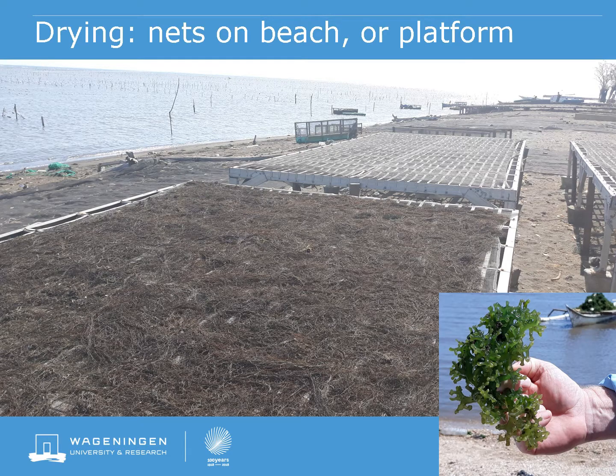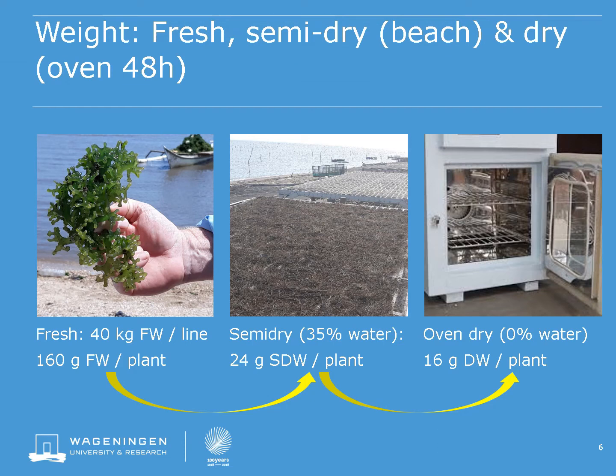We estimate that the water content is 90% fresh out of sea, 35% after drying on the beach. We call this semi-dry because it has 35% water. In this example, you can see a fresh weight of 160 grams per plant corresponds with a semi-dry weight of 24 grams and an oven-dry weight of 16 grams. Clearly, the moisture content has a big impact on what we measure. It is important to be clear what weight is reported.